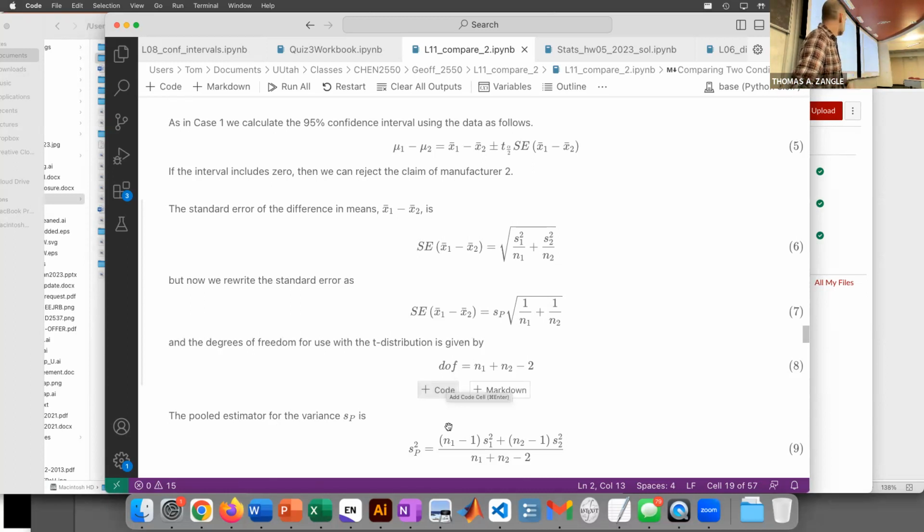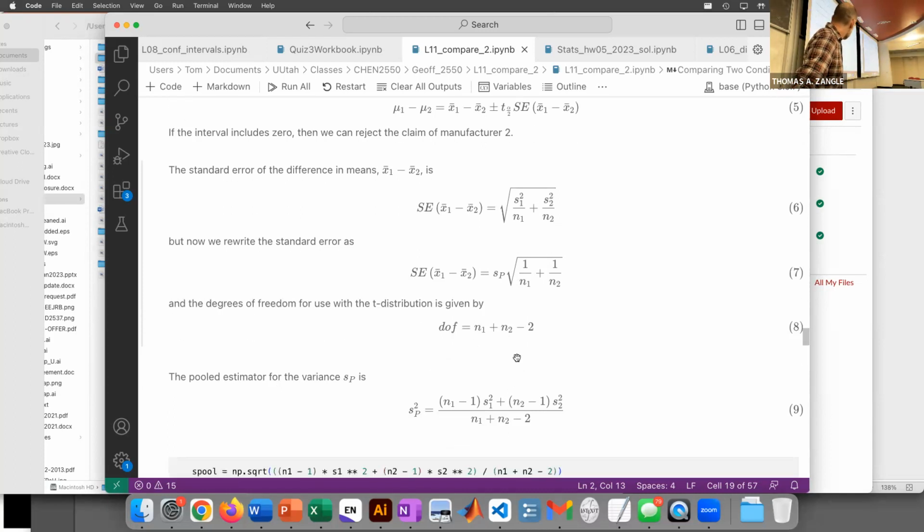And the degrees of freedom that we're going to use with the t distribution is now, one of the reasons to do this is that it's just a lot simpler, right? So our degrees of freedom here is n1 plus n2 minus 2. So it's much simpler. We don't have to use that formula for degrees of freedom, but to find the pooled estimator for the sample variance, we'll use this expression here to combine the variances from experiment 1 and experiment 2, or in this case, manufacturer 1, manufacturer 2.